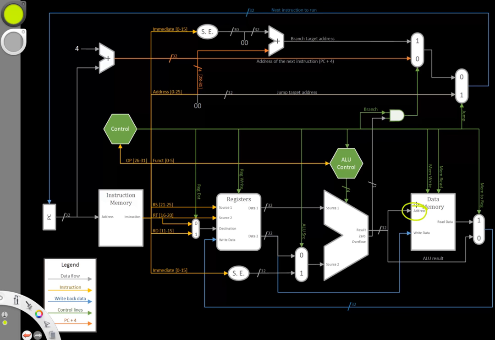A store byte would be more troublesome because I would have to pull the data out of memory using a load half instruction, edit that register, and then store the resulting half back into memory. So that would be a multi-step process, and it would be cumbersome, but that would still be workable.